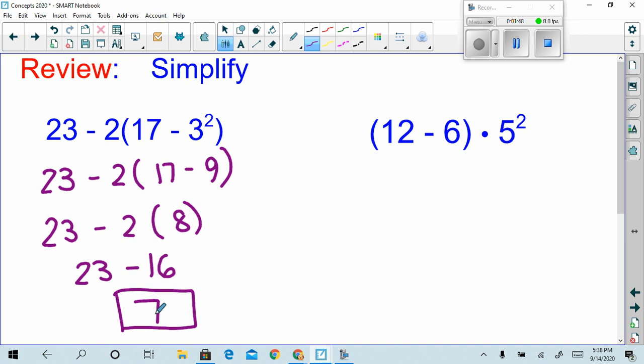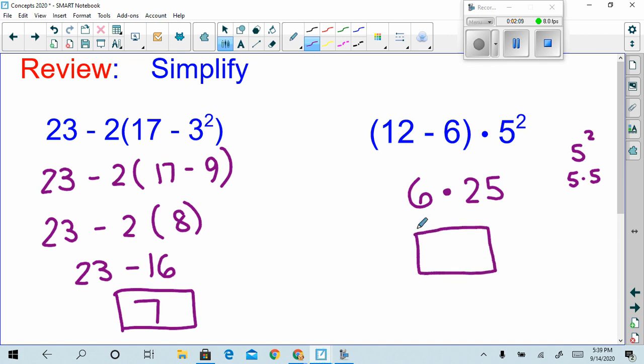In the second one, I also see parentheses and exponents. I'll do what's in parentheses first, and 12 minus 6 is 6. I'm going to multiply that times 5 squared, and if you recall, 5 squared just says I'm multiplying 5 times itself, and 5 times 5 is 25. Last, I have a multiplication, and that's going to give me 6 times 25, which is 150. So you'll see problems like this on the quiz.